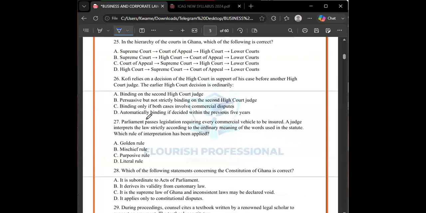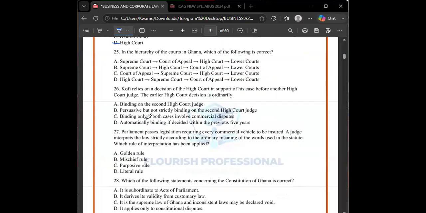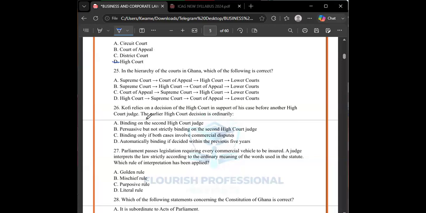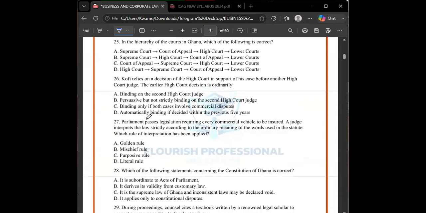In 25, in the hierarchy of the courts in Ghana, which of the following is correct? A, Supreme Court, Court of Appeal, High Court, then lower court. B, Supreme Court, High Court, Court of Appeal, lower court. C, Court of Appeal, Supreme Court, High Court, lower court. D, High Court, Supreme Court, Court of Appeal, and lower court. I choose A, Supreme Court, then followed by Court of Appeal, then High Court and lower court.